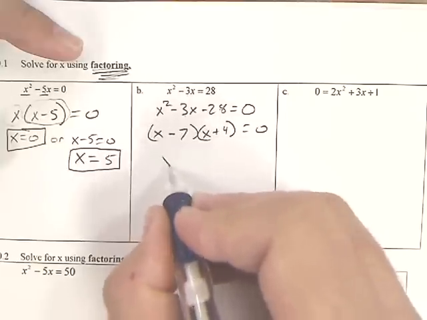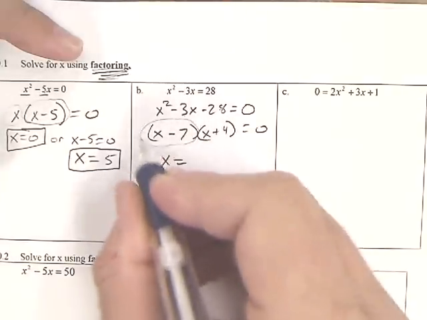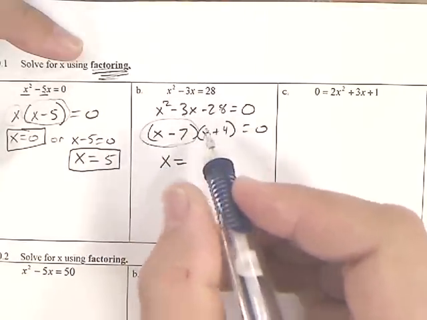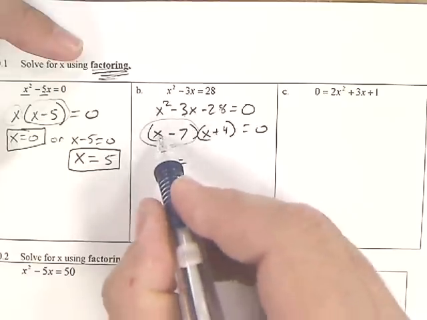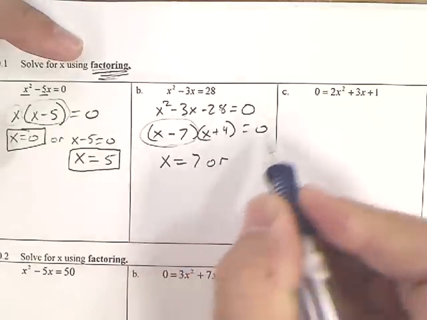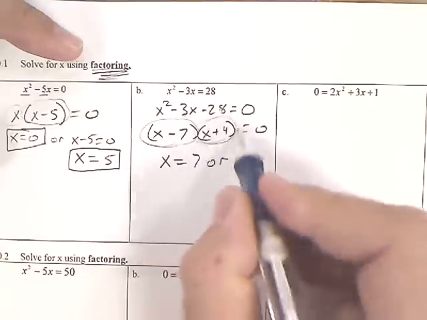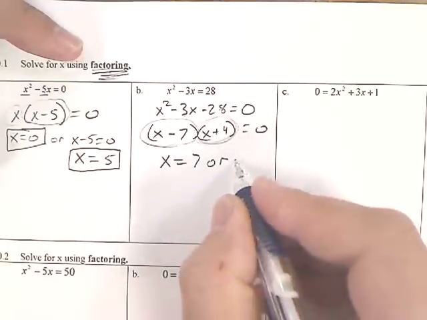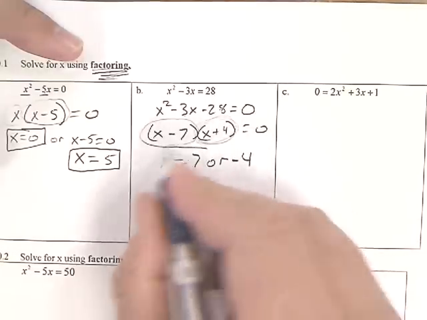So then I have x equals, how do I make that one a 0? What x makes it 0? Well, 7. Or what x makes that guy 0? Negative 4.